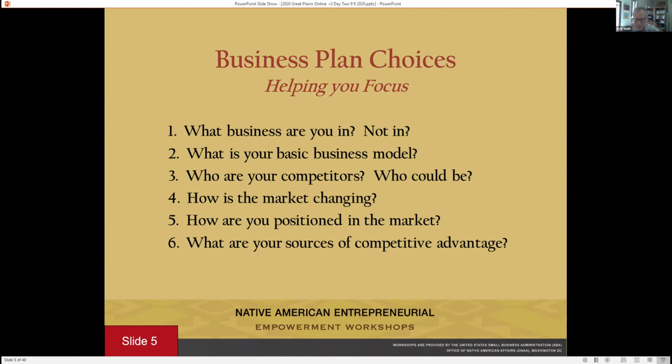What's the basic business model of the Canvas? Who are the competitors and who could be? How is the world changing out there that would impact your business? And then how you're positioned in the market. And this sixth one, part of this business plan and business model, is where are your sources of advantage?